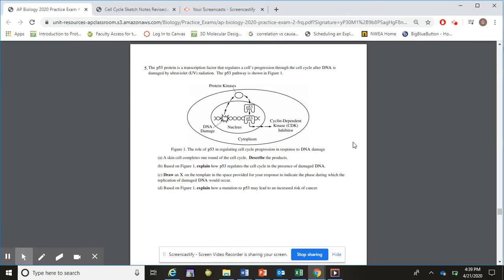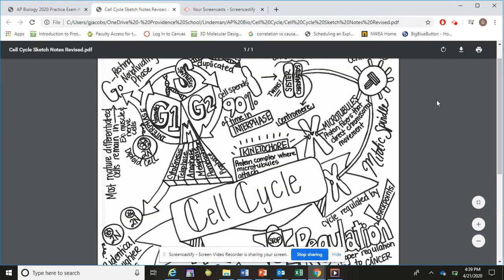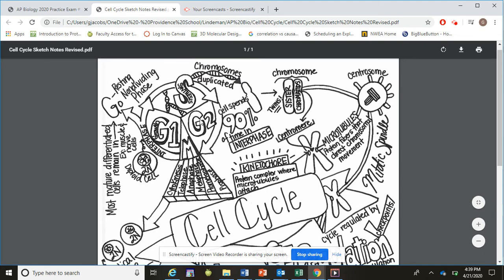So let's look at mitosis and how the cell cycle is regulated. For this, I just pulled up the sketch notes that I gave you guys on this topic. So right here is our diagram about the cell cycle. It says a diploid, that is represented by 2N, is entering the cycle. We have interphase right here, which is made of these three parts, G1, S, and G2.